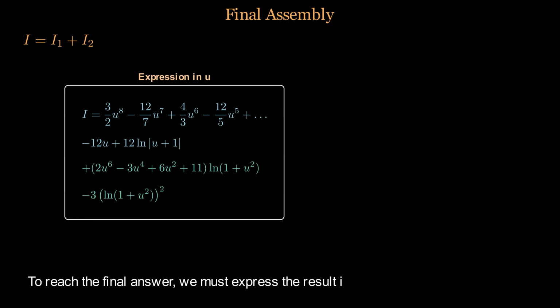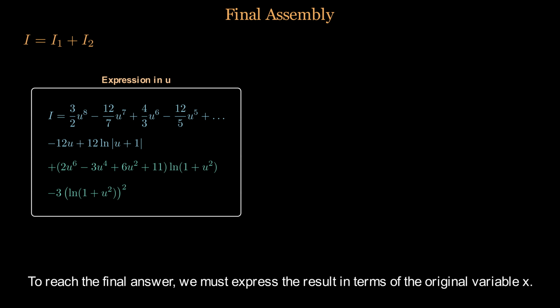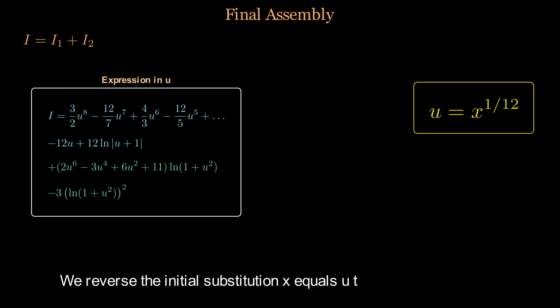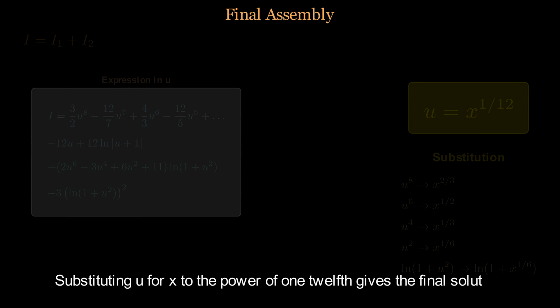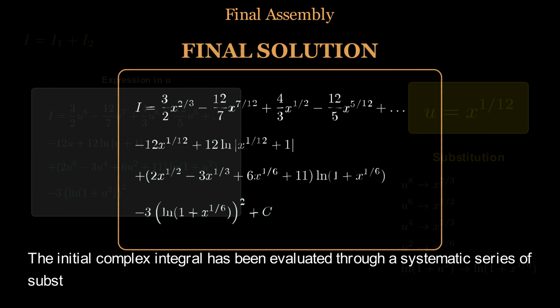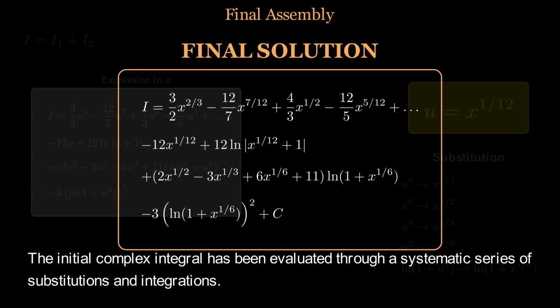To reach the final answer, we must express the result in terms of the original variable x. We reverse the initial substitution, x equals u to the power of 12. Substituting u for x to the power of 1/12 gives the final solution. The initial complex integral has been evaluated through a systematic series of substitutions and integrations.